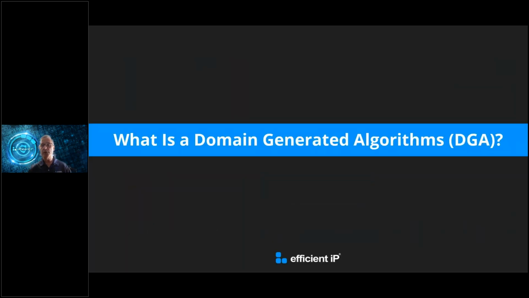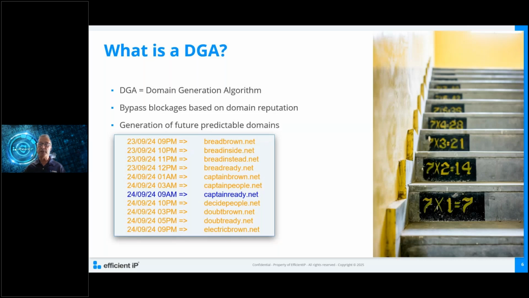Okay, so the question of the day, what is a domain-generated algorithm? A domain-generated algorithm, or DGA, is a technique used by cyber criminals to generate a large number of domain names in an automated fashion. These domains are often used by malware to communicate with command and control servers, which essentially is for communicating or coordinating attacks, sending instructions, and receiving data from compromised systems.